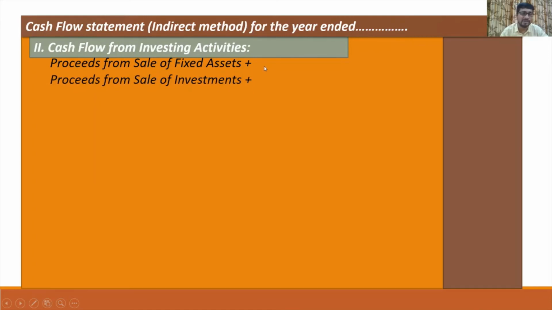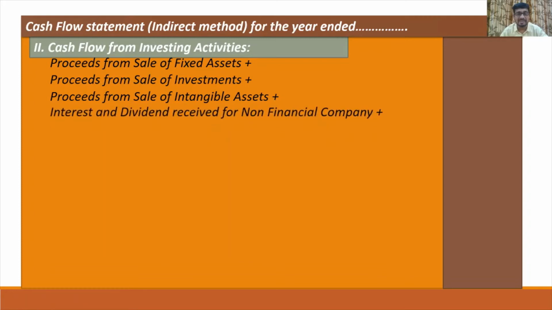Proceeds from sale of investment, it is non-current investment, children. Okay, so it is added. When we sell investment, we get money. Proceeds from sale of intangible assets, again it will be added because cash comes in. Interest and dividend received is income for a non-financial company. If it were a financial company, then it would be part of operating activity. If it is a non-financial company, then interest and dividend received is not the main income. That's why it will be recorded in investing activity. And rent received is part of investing activity because it is not the main income of a non-financial company.